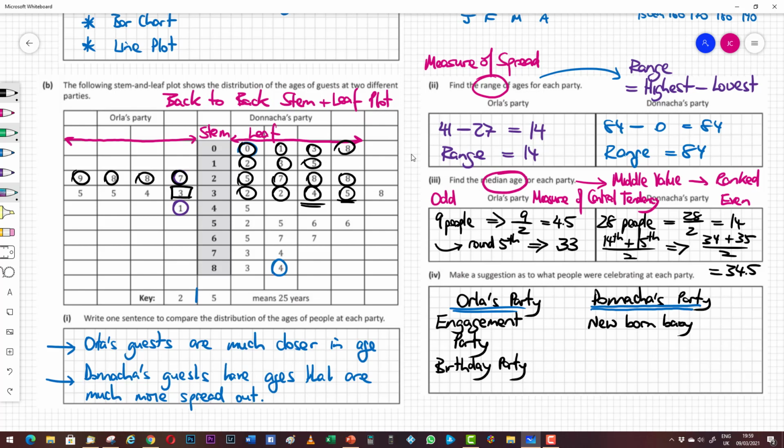Now, there's an awful lot of people at this party. And so, you could say that it's a celebration. It could be a grandparent's birthday either. It could be somebody who's in their 80s or somebody in their 70s who's having a birthday. So look, there's multiple answers to this. We could talk all day about the different possibilities of what these are. But Orla's party, the answers that were given, an engagement party perhaps, and then Donica's party, maybe the party of a newborn baby to celebrate that.